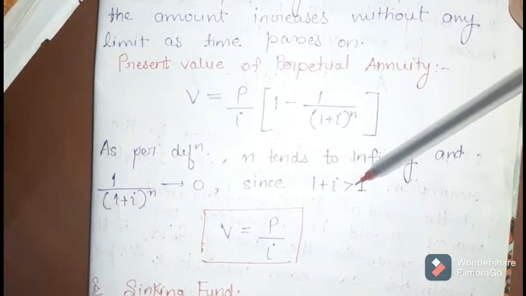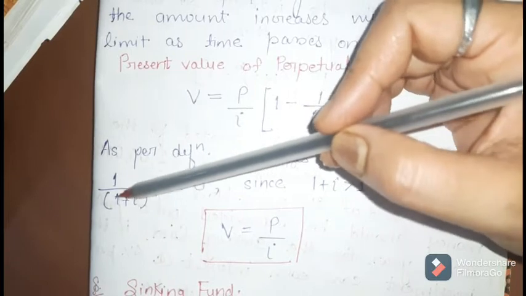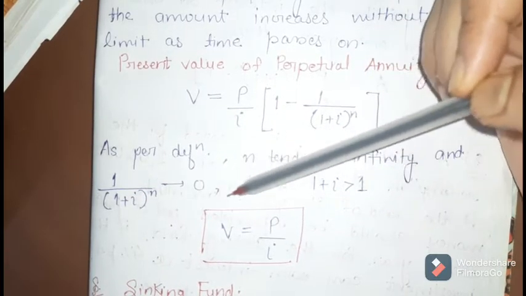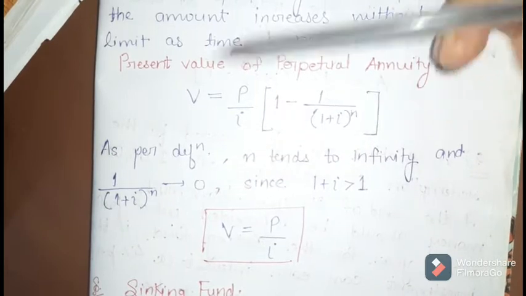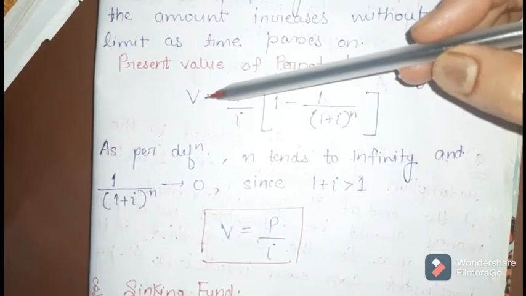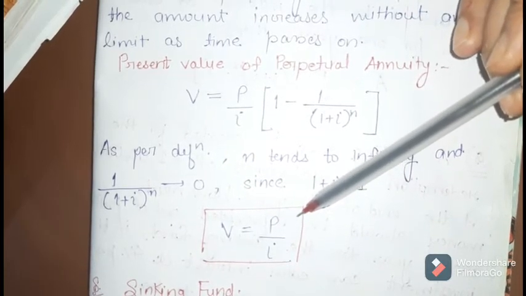Since 1 + i is greater than 1, and anything greater than 1 to the power infinity, so something over infinity is defined as 0. So this whole value comes out to be 0. So the present value is equal to P by i in case of perpetual annuity.